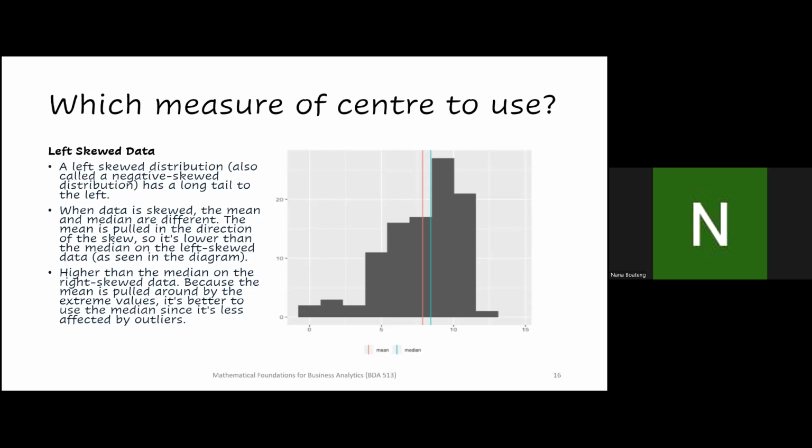Any questions about the left-skewed data? It has a long tail to the left, so most of the data are drawn to the left. And because most of the data are to the left, it draws the mean also to the left. So in such instances, it's better to use your median as your measure of center. All right. Any question?